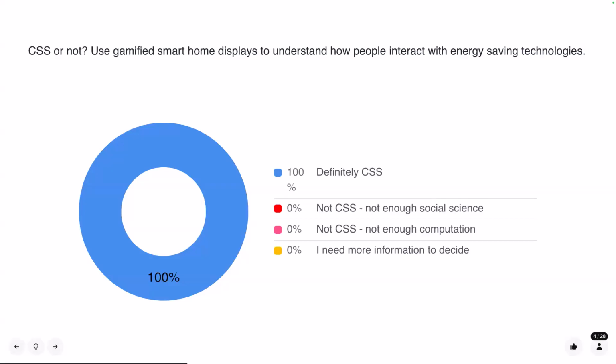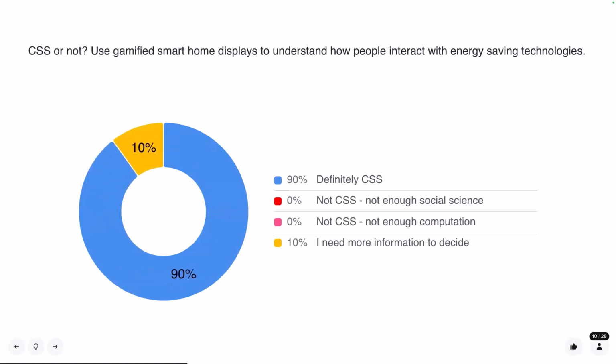So straight out of the gate, we have some arguing that this is definitely a CSS project. Some are saying that they need more information to decide, which is absolutely fair enough. I'll just wait a little bit, see if any of this changes. So yeah, we can have a little talk about it as the results come in. Personally, I'd say this one is looking like it's probably a CSS project.